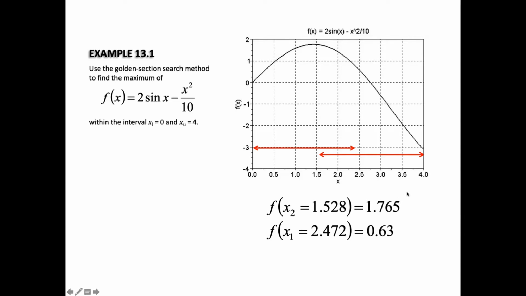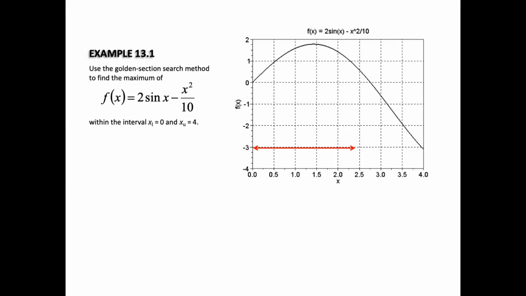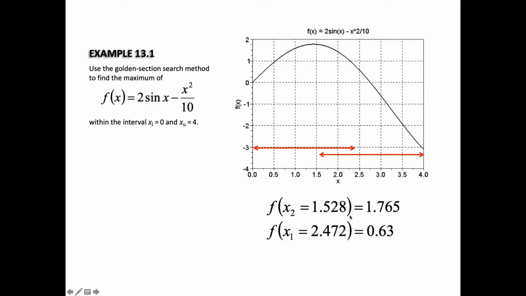We then evaluate the function at f of x1 and at f of x2. So at x1 equals 2.472, the function is equal to 0.63. And at x2 equals 1.528, it is equal to 1.765. In this example, f of x2 is greater than f of x1.